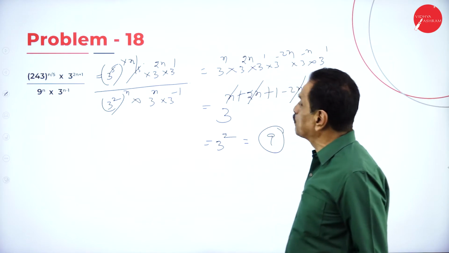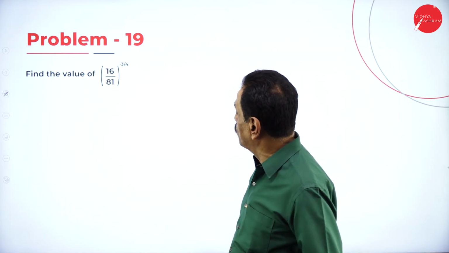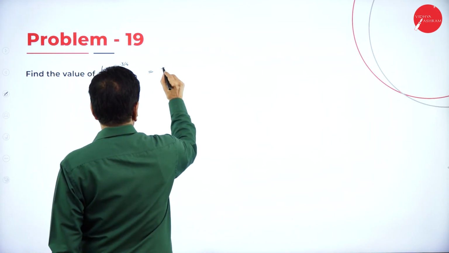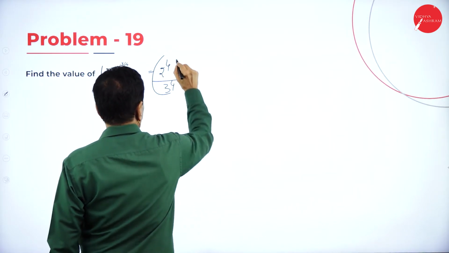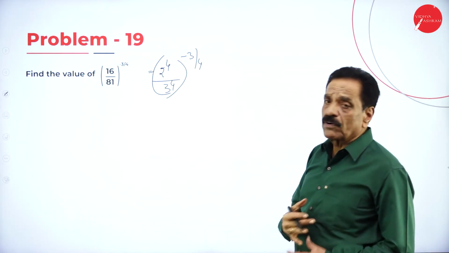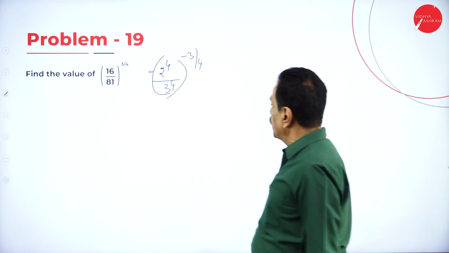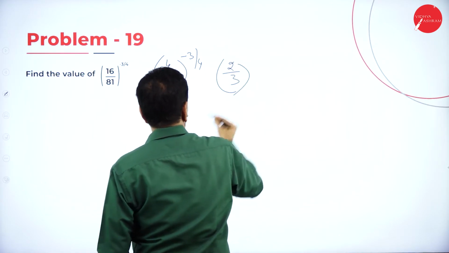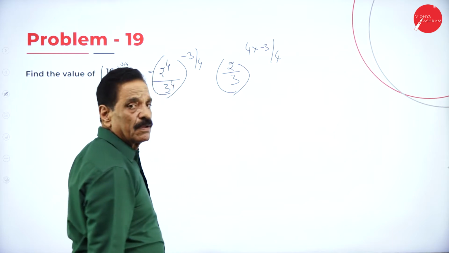Next, move on to the next problem. Find the value of 16 divided by 81. This can be written as 2 to the power of 4, 3 to the power of 4, to the power of minus 3 by 4. Or we can write 2 by 3 to the power of 4 into minus 3 by 4.